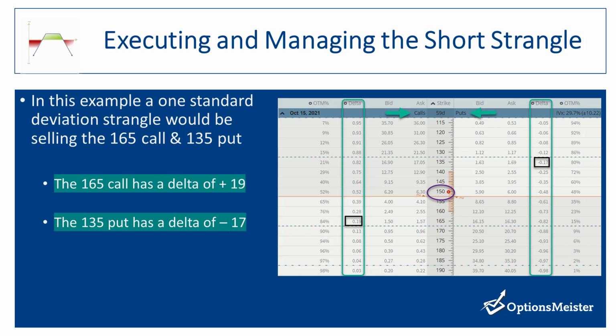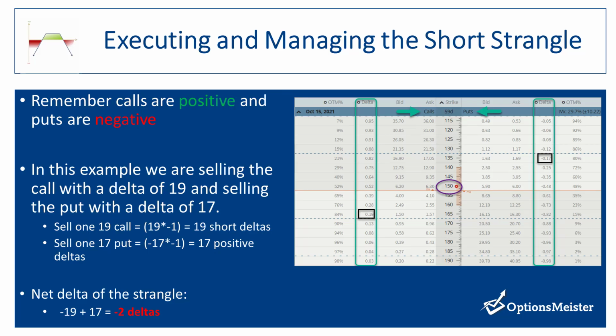The 165 call has a delta of 19. The 135 put has a delta of minus 17. Remember that calls have positive deltas and puts have negative deltas. Refer to the screenshot of the sample trade on the right side of the chart. A short strangle trade would sell the 165 call and the 135 put. The 165 call has a delta of 19. The 135 put has a delta of 17.